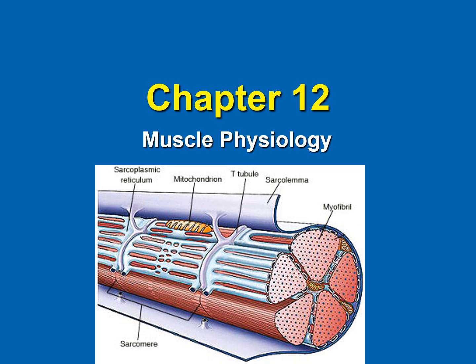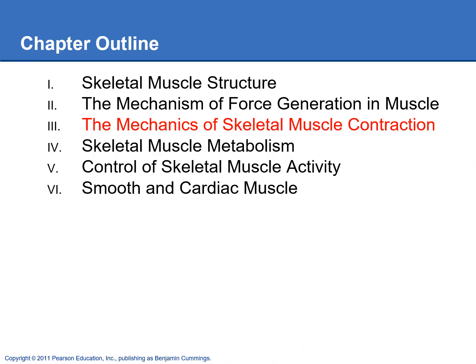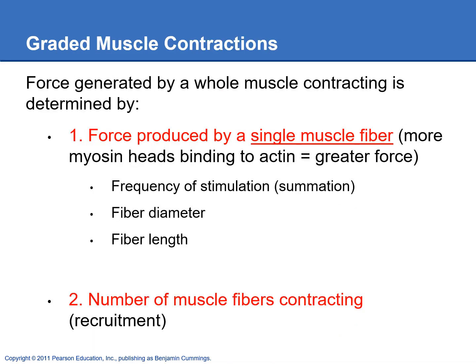We're going to take a look at graded muscle contractions and the force produced by a single muscle fiber. Graded muscle contractions just means that we're able to produce different amounts of force with muscle contractions. So for example, we need a lot less force to pick up a pencil than we would need to pick up a child.